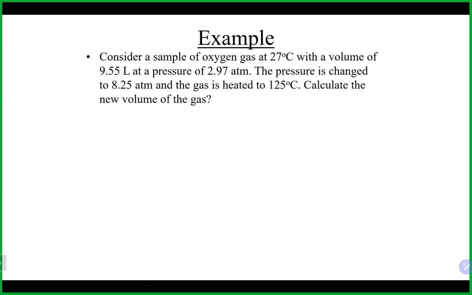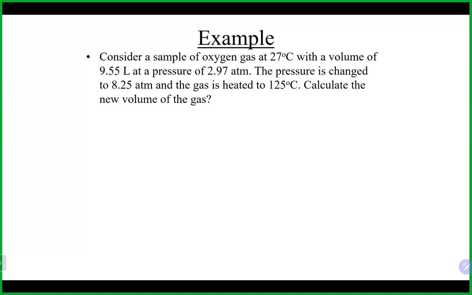Consider a sample of oxygen at 27 degrees Celsius with a volume of 9.55 liters and a pressure of 2.97 atmospheres. The pressure is changed to 8.25 and the temperature goes to 125 degrees Celsius. What is the new volume? So take some time, rearrange that equation. Okay, let's take a look.